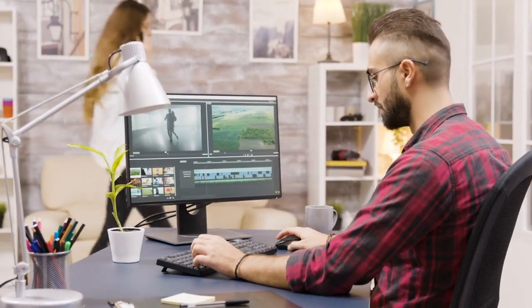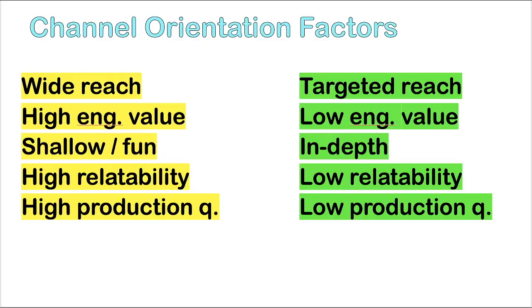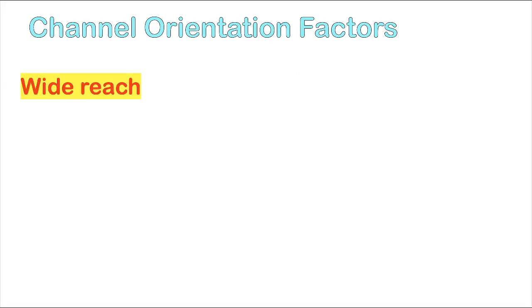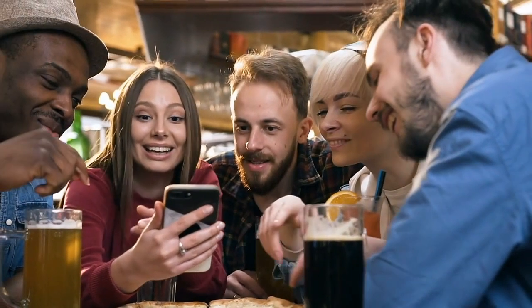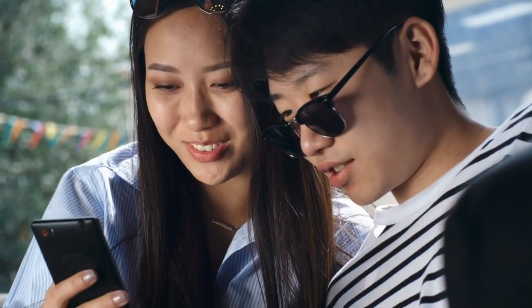Now, we're going to switch gears a little bit, and we're going to look at orientation factors. These are the different factors that help us analyze a particular channel. And this is quite important to understand our strategies. Some channels are aiming to get as many viewers as they can, and they don't care who these viewers are. They're aiming for a wide reach. They don't care about the age of the viewers, the gender, or where they live. They just want to get as many viewers as possible.